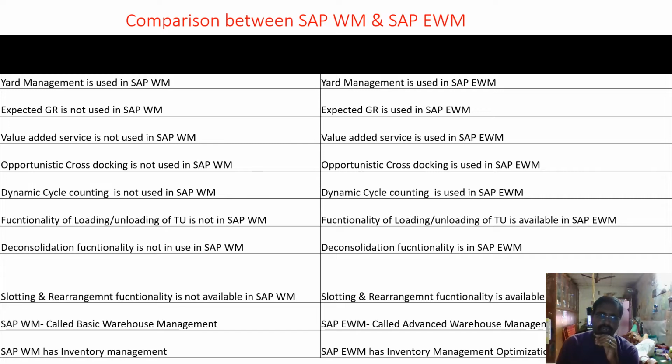Then expected GR is not used in SAP WM, but it is used in EWM in a decentralized warehouse system, because in a decentralized system not all the data can be located together. You need to connect through the qRFCs, with SMQ1, SMQ2 and the APO functionality, right?